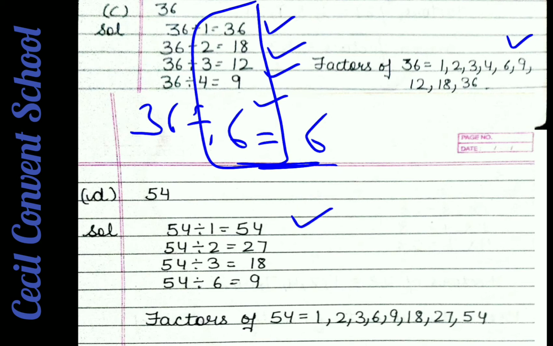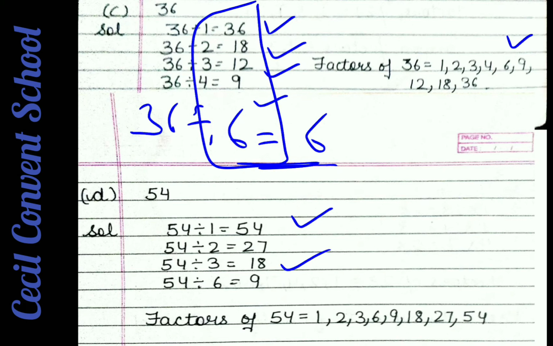54, we divide by 1. Answer comes 54. 54 divided by 2. Answer comes 27. Clear? We always write the quotient here. 54 divided by 3. Answer comes 18. 54 divided by 4. Not possible. When you divide, remainder will be left. So that is not a factor. In a factor, remainder should be 0. 54 divided by 5. Not possible. Again remainder will be left.